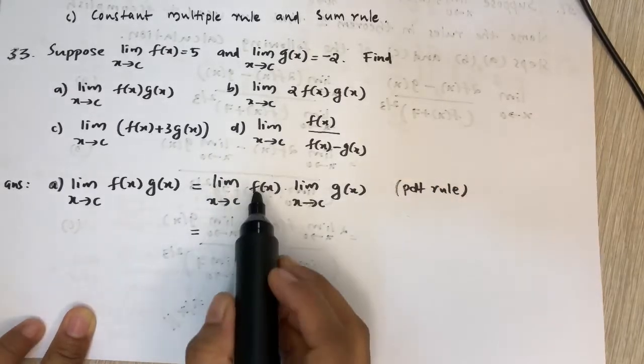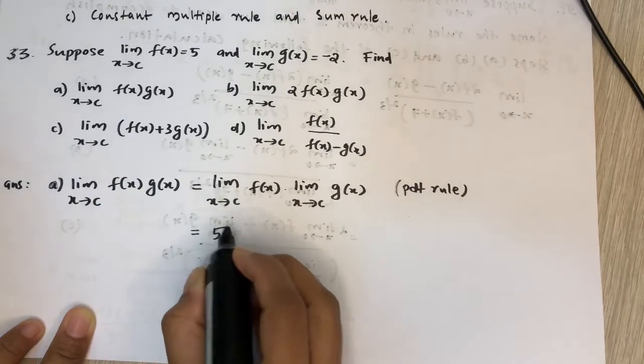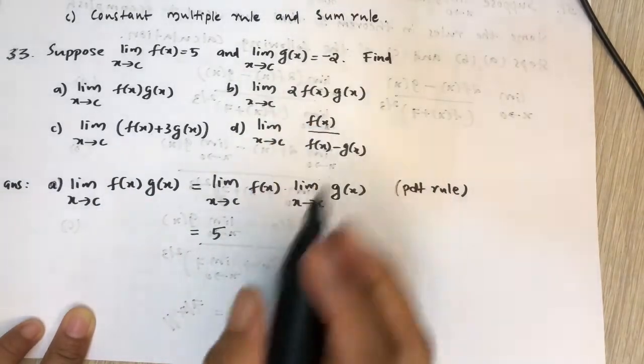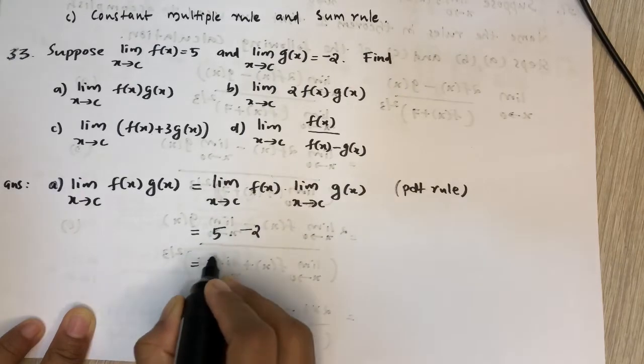Now limit x tends to c f of x is equal to 5 and limit x tends to c g of x is equal to minus 2. Therefore the answer is minus 10.